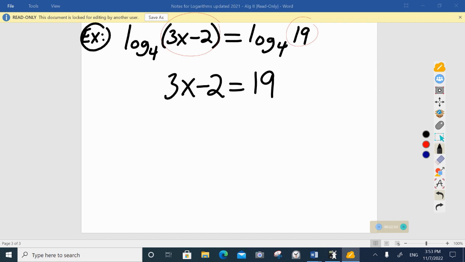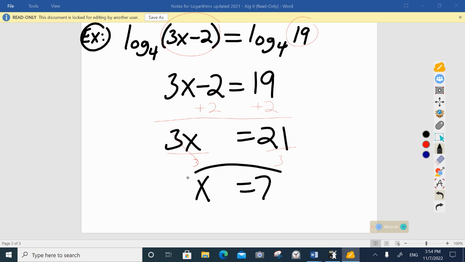And now you're going to solve this two-step equation like you would in Algebra 1. You're going to add 2. You get 3x equals 21. And then you're going to divide by 3. So x equals 7. So what we did is we found the value of x that would make this true. So if you go back up here and plug 7 in right here, 3 times 7 is 21. 21 minus 2 is 19. Log base 4 of 19 equals log base 4 of 19.